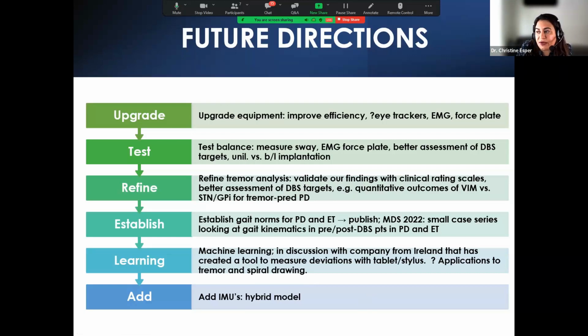I'm also working with another company in which they're looking to design a computerized stylus on a tablet to help measure deviations in tremor as part of our procedure, and to see if this can help give us more information on disease severity and progression. And then we're also looking to add sensors to our study in specific anatomical regions, and to compare the data from the wearable sensors and what we're obtaining in the motion lab.